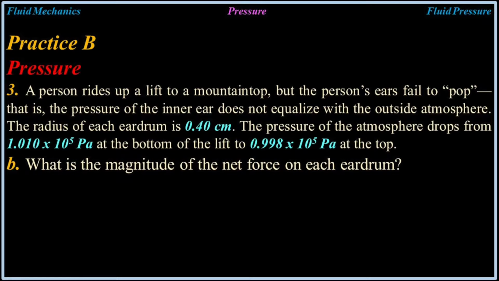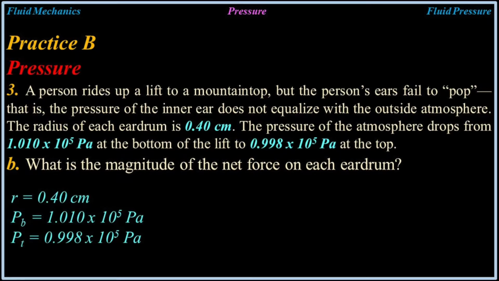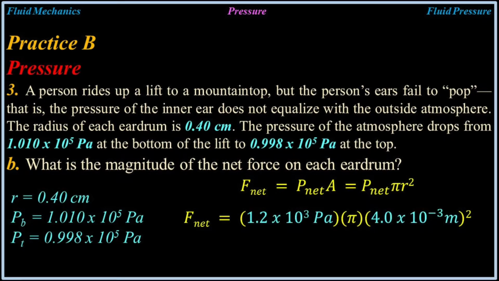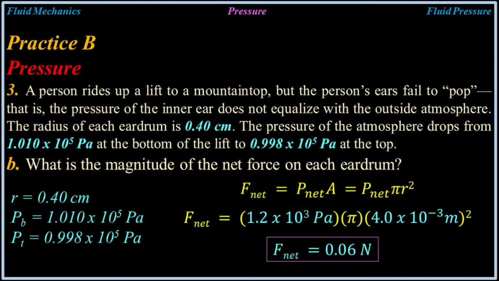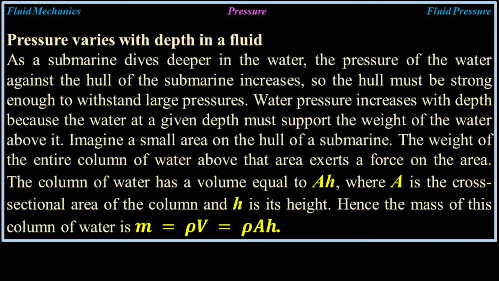What is the magnitude of the net force on each eardrum? So now I have my radius, and I change it to meters. I know that P equals F over A, so PA will equal F net. Make sure that you understand that it's a circle, so substitute in pi r squared, then plug in and solve. There are my values plugged in, and I have a calculator, and it's going to be 0.06 newtons.